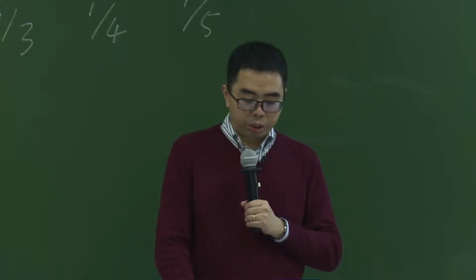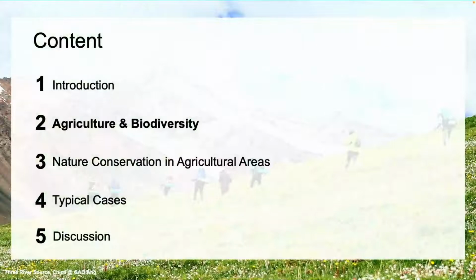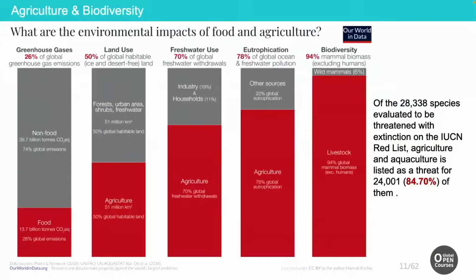So from this introduction, I hope you've already realized the connections between agriculture and nature. Then we will move to the second topic, agriculture and biodiversity, to explore the interlinked relationship between the two. Firstly, let's see a summary of some of the main global impacts of food and agriculture. Food accounts for over a quarter of global greenhouse gas emissions. As you already know, half of the world's habitable land is used for agriculture.